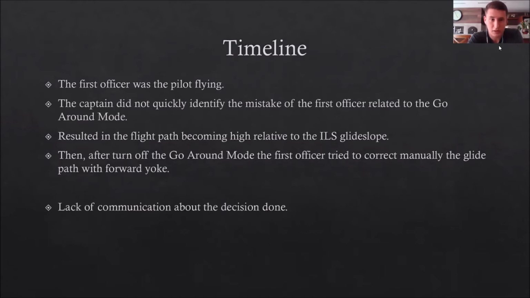So the first officer tried to correct manually with a forward yoke, but it had no effect because the go-around mode was still engaged. There was a lack of communication about the decision, because the first officer didn't tell the captain about what he was going to do.